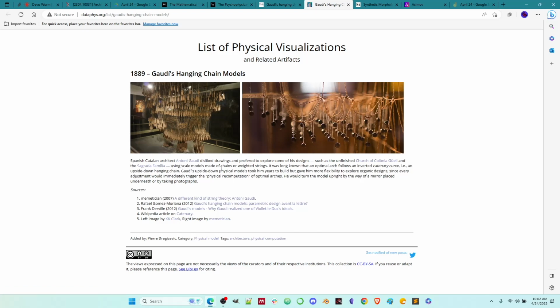using scale models made of chains or weighted strings, it was long known that an optimal arch follows an inverted catenary curve. We talked about that. And then there are some citations here, which are basically the thing we just read, and this just goes over some more of it. So that's it. I just found that interesting.